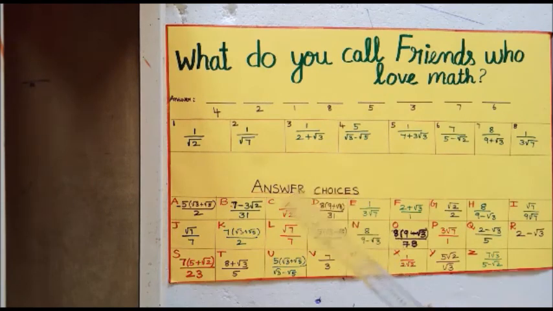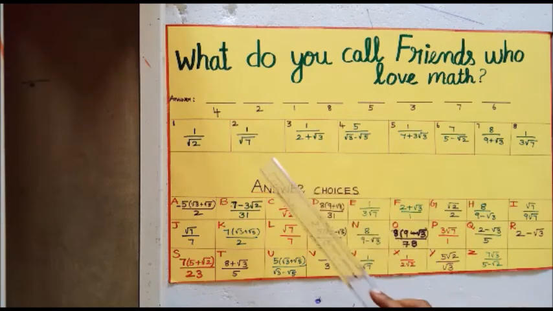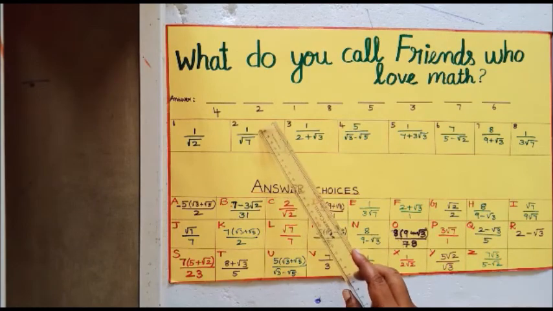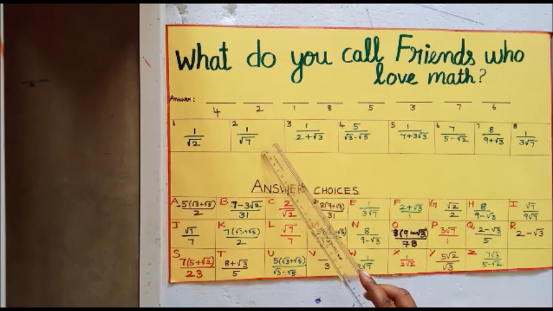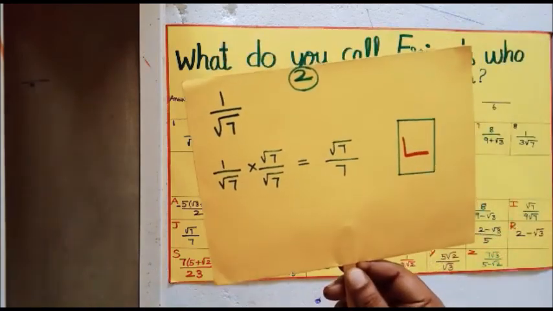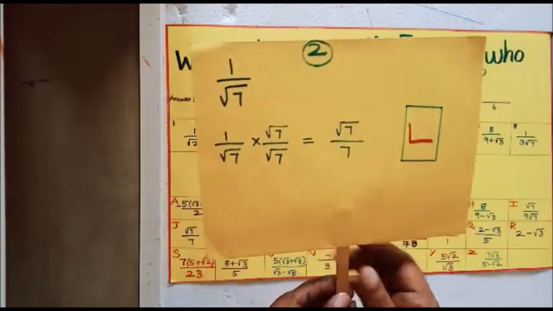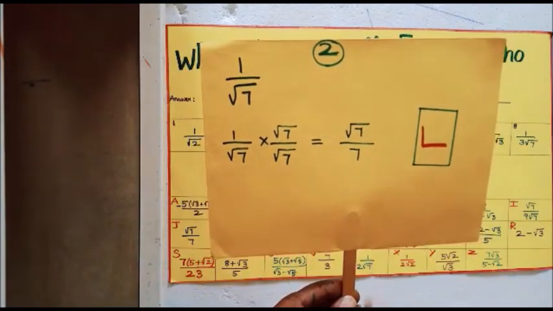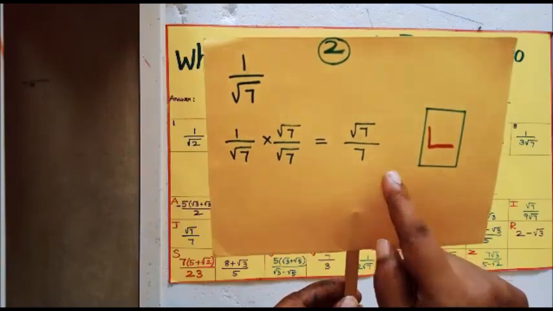To show how it works, I will solve one or two examples for you. If I take the second question, what is the question here? 1 by root 7. How do we do this? You have to rationalize and find the answer, the same thing we did in the exercise. For 1 by root 7, if I rationalize, the answer is root 7 by 7.